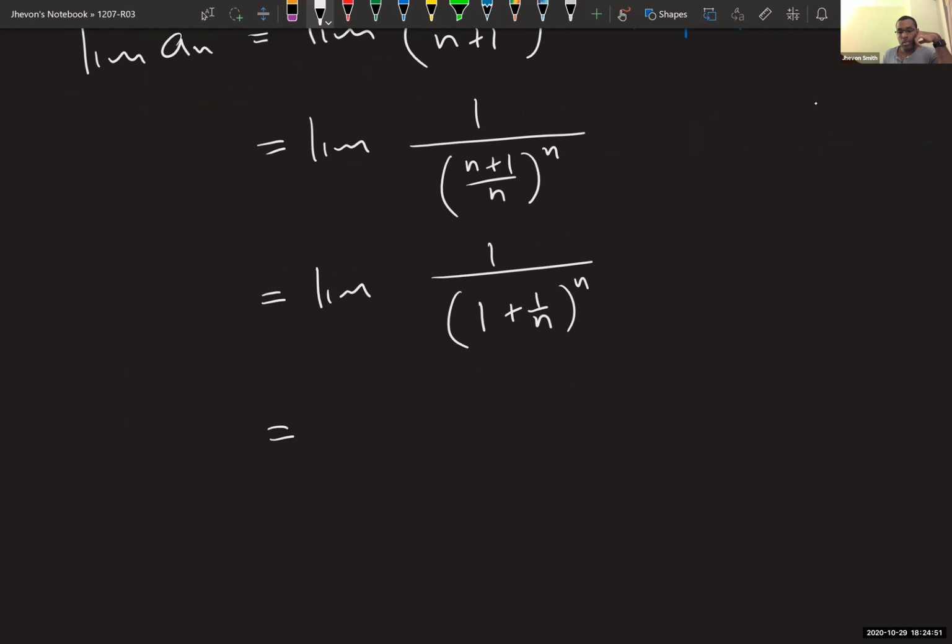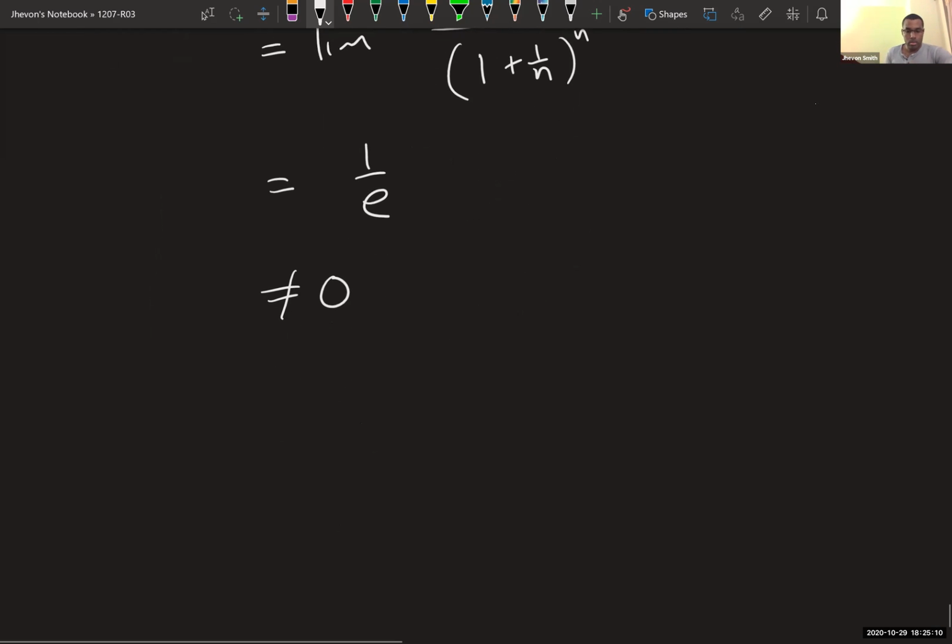Isn't that 1 over e? That's 1 over e. So the definition of e was hidden in here. So it's actually not 1. Now, of course, it's not 0, so it still diverges, but it's actually not 1. So yeah, the series diverges.